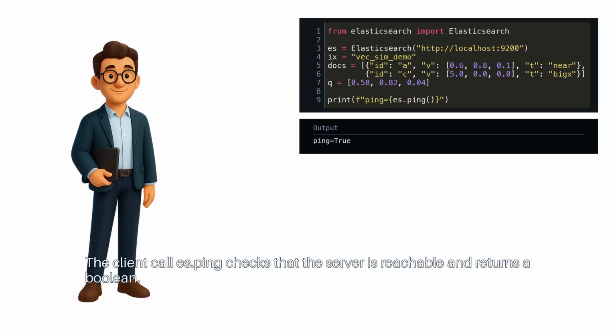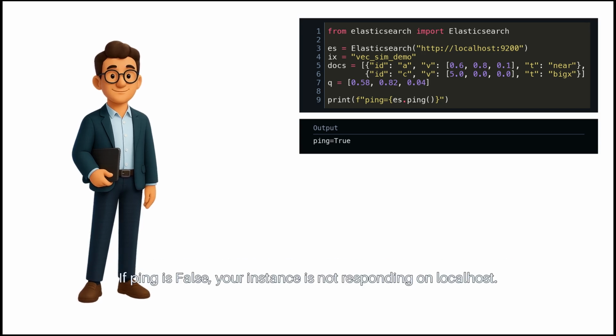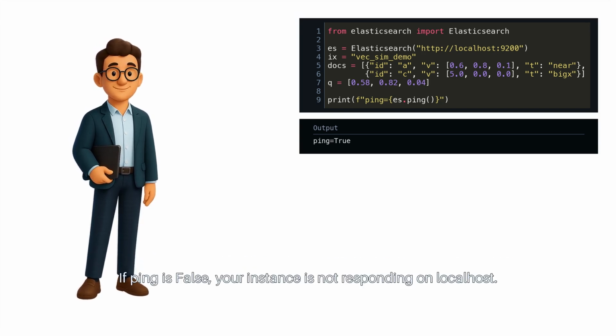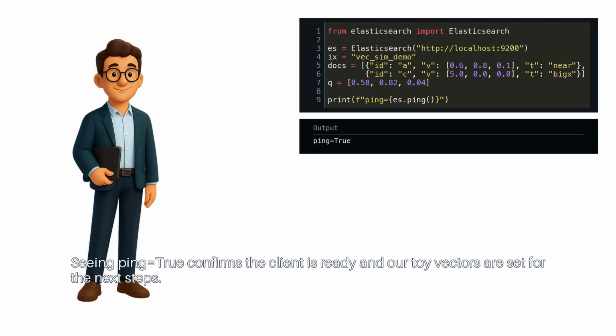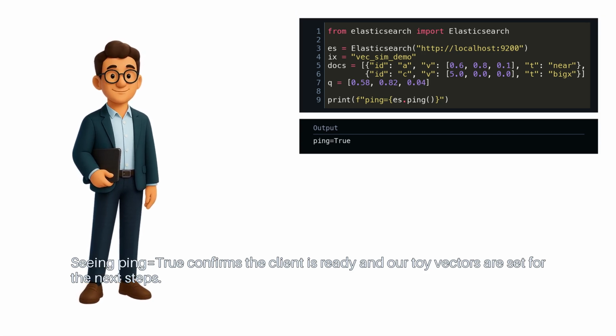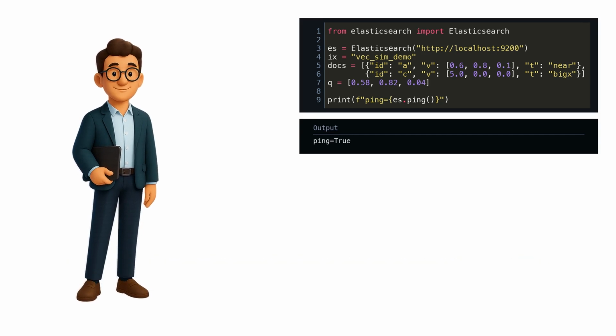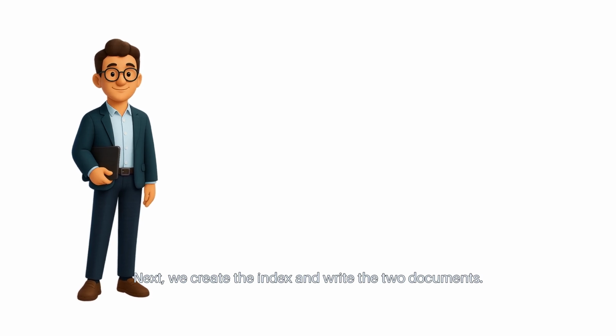The client call es.ping checks that the server is reachable and returns a boolean. If ping is false, your instance is not responding on localhost. Seeing ping equals true confirms the client is ready and our toy vectors are set for the next steps. Next, we create the index and write the 2 documents.